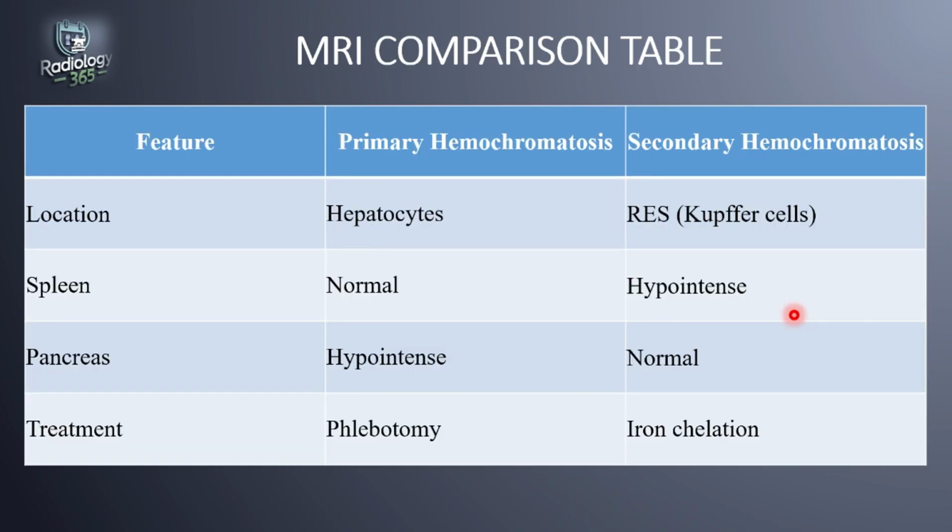So in primary hemochromatosis, the pancreas is affected. P for P, primary for pancreas. And in secondary hemochromatosis, the spleen is affected. S for S, right? Just something to help us remember. MRI would show diffuse T2 hypointensity and signal dropouts on the in-phase imaging compared to out-of-phase imaging. Both primary and secondary are T2 hypointense, and they will show signal dropouts on in-phase.